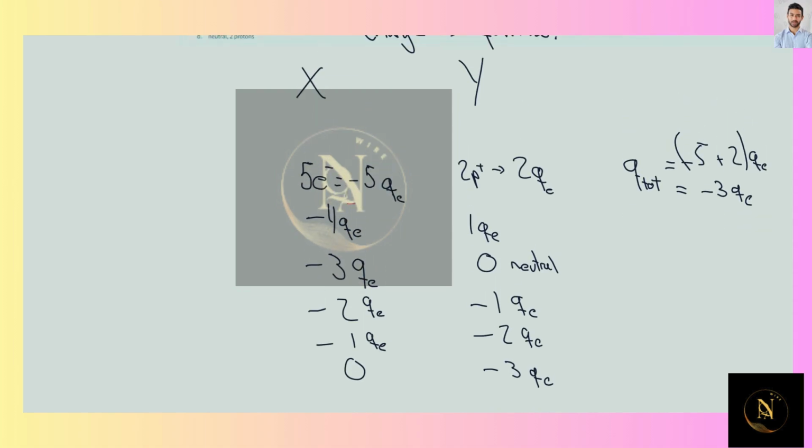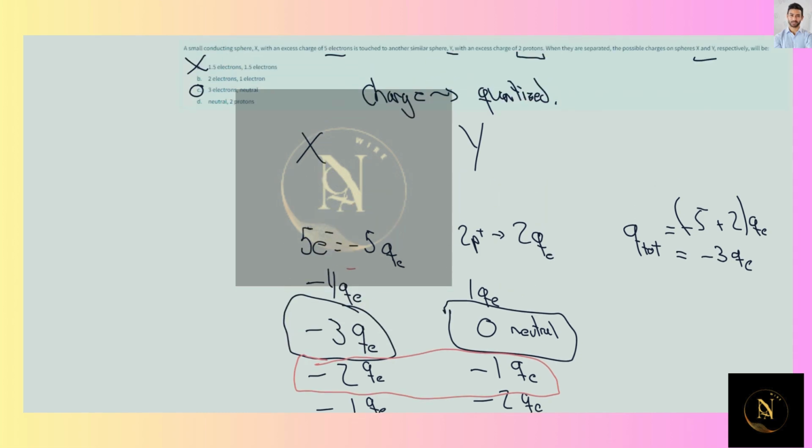So from all of these combinations, we can already see that on X, we're going to have the possibility to have 3 electrons and the other guy to stay neutral, which is selection C. And we're also going to have the possibility to have 2 electrons and 1 electron on each. So the two possible answers are going to be B and C.